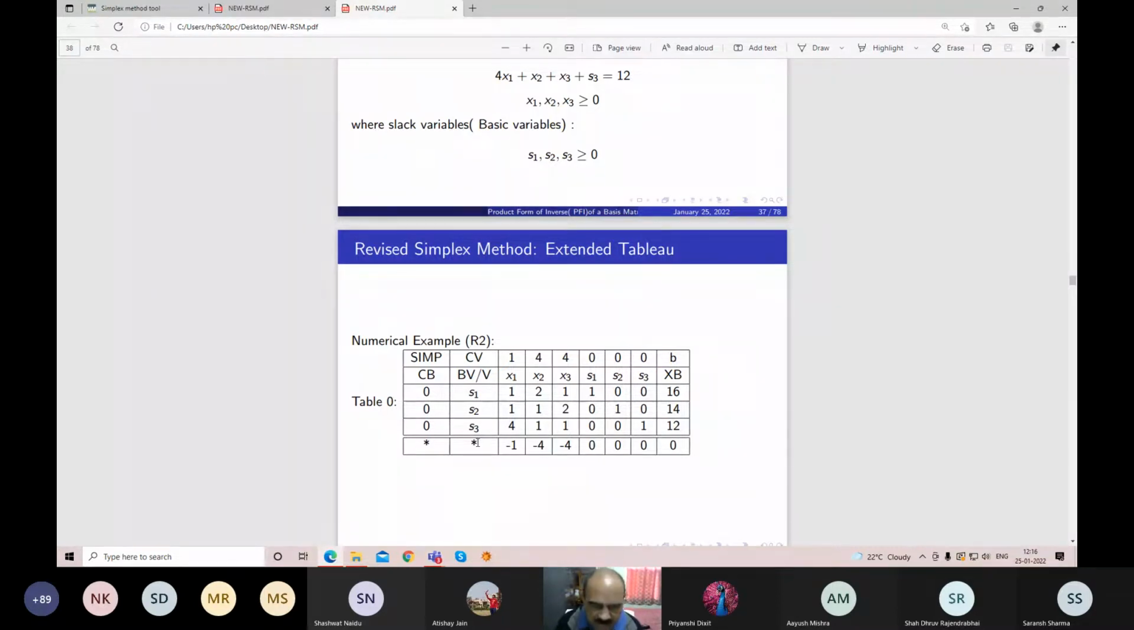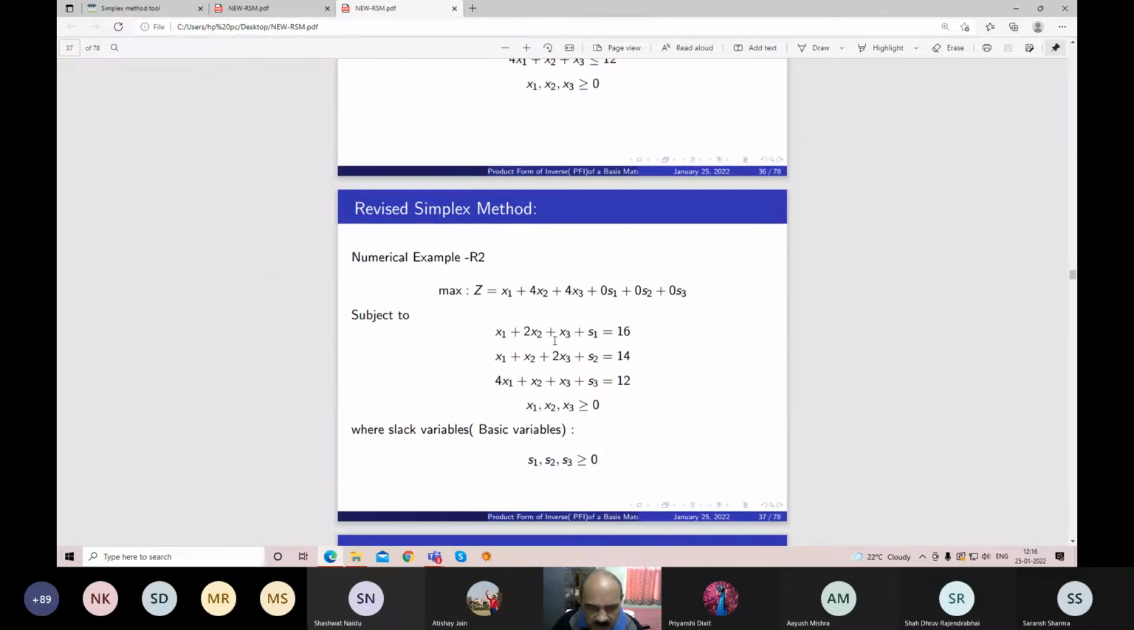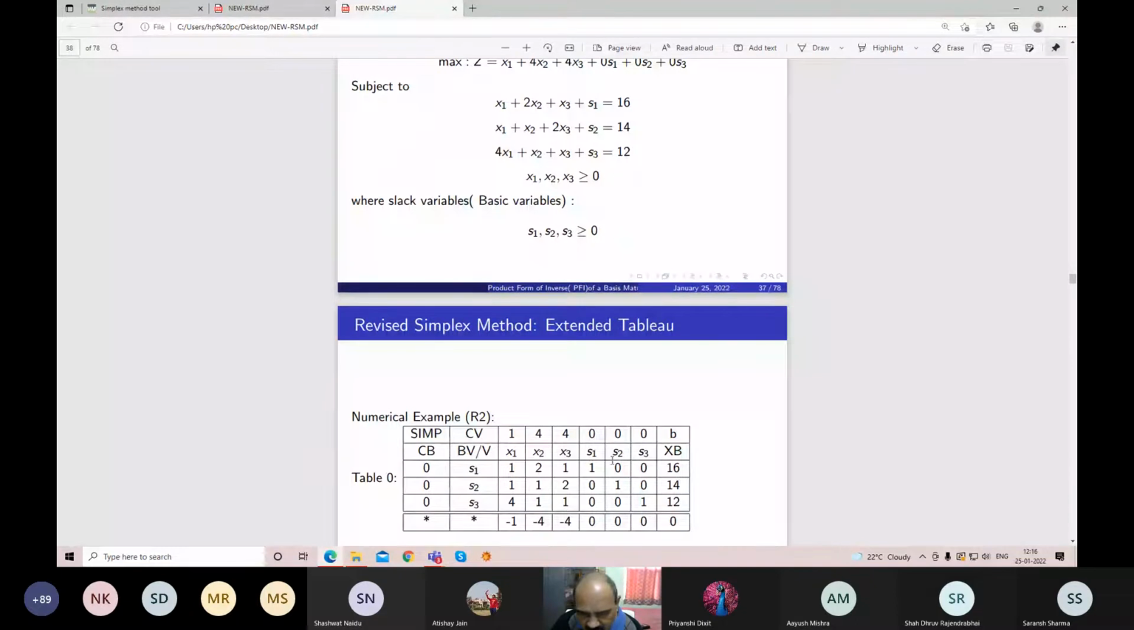Now you can see here, above x1 there is 1, above x2 there is 4, above x3 there is another 4, above s1 there is 0, s2 0, s3 0. So this says the coefficients of the variables for the objective function are 1, 4, 4, 0, 0, 0. All variables are there, and their coefficients are all fixed here.